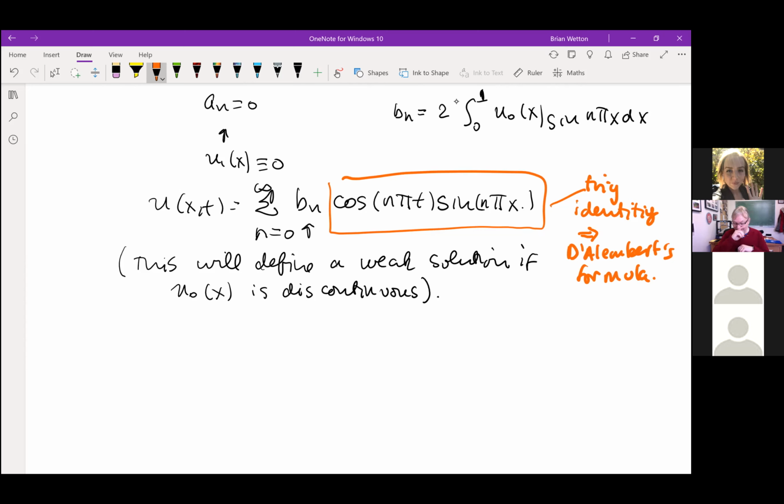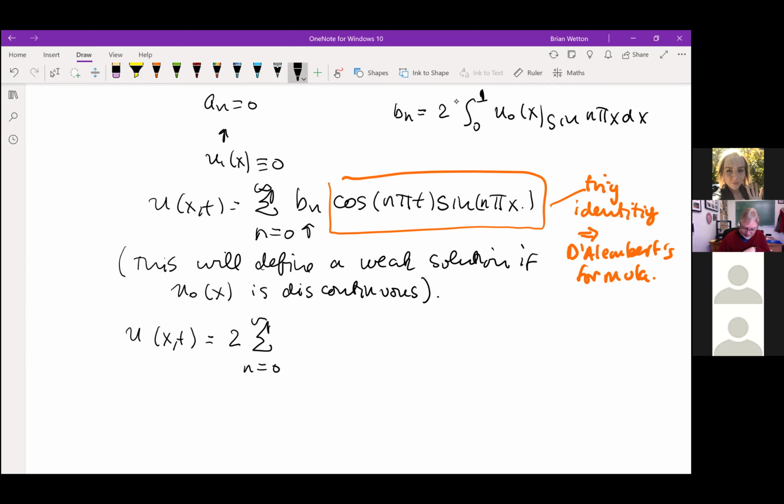So this is completely consistent with that. It's just a different way of writing the solution. So let me put in the u0. Oh, no, sorry. That's not where I want to put the u0. I'm going to put the u0 into the Bn.